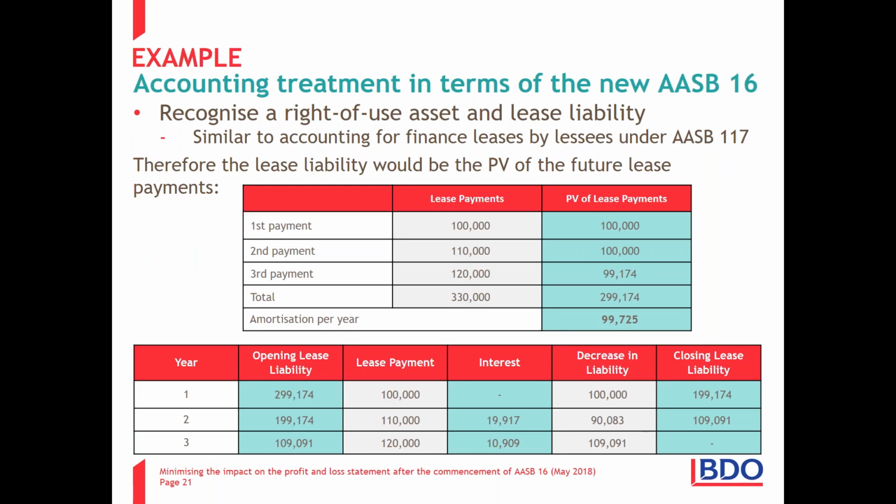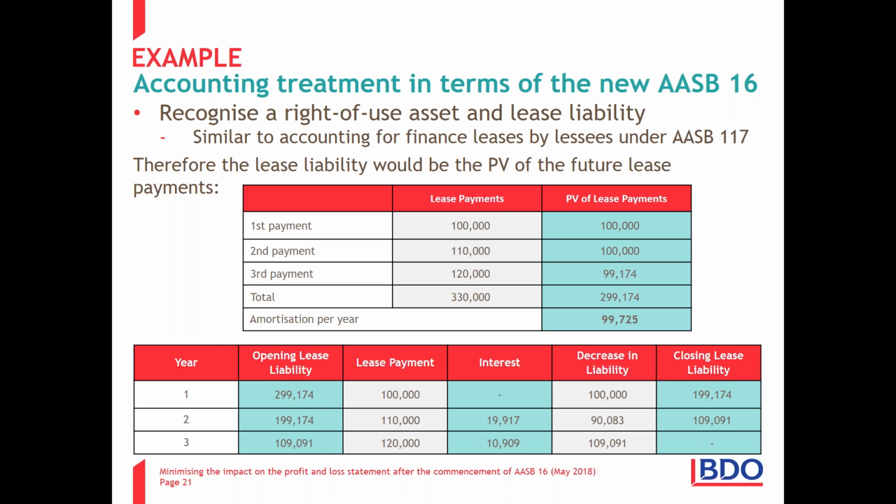The way this will be calculated under the new standard is to calculate the present value of the future lease payments to work out the value of a right of use asset. In this case, I've calculated that value to be $299,174, which you can see is the present value of each of the 3 lease payments. This amount would be required to be amortized over the period of the lease, being 3 years. Therefore, the amortization would be $99,725 per year, which is just the $299,174 divided by 3.